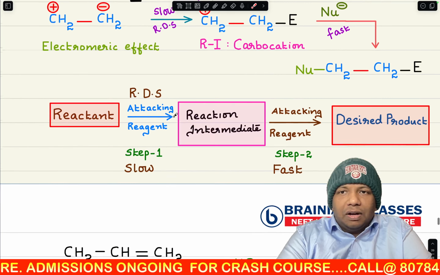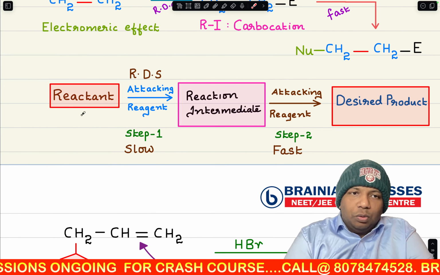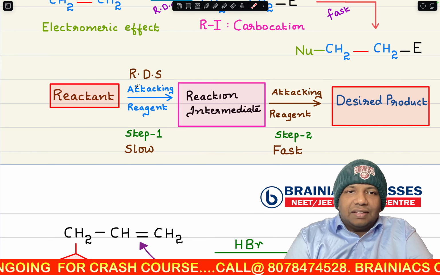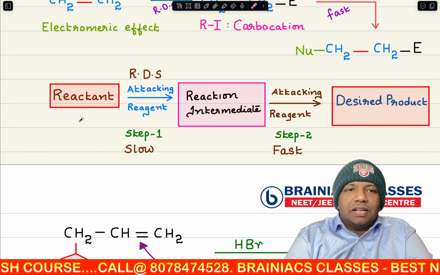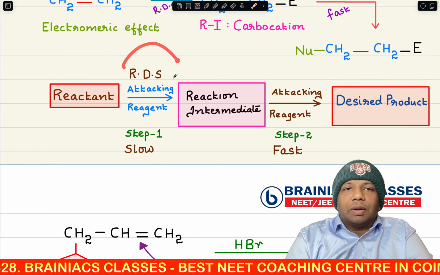Now I have represented this pictorially. So you have the reactant. The reactant is attacked by the first attacking reagent. We know that usually if this reactant contains a pi bond, it will be attacked by an electrophile, and this is the slowest step, and that is my rate determining step.